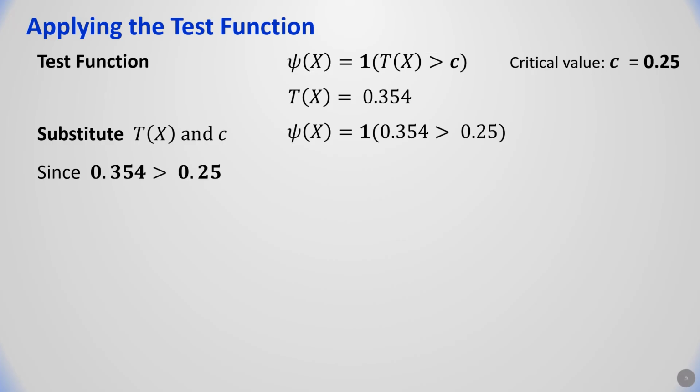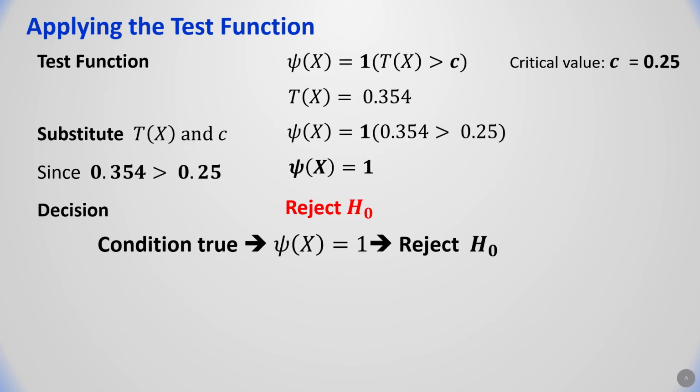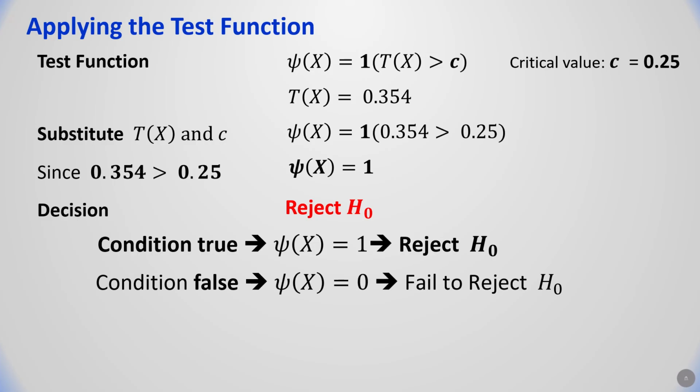Since 0.354 is greater than 0.25, the condition is true. The indicator function therefore outputs 1. So, psi of x equals 1, and we reject the null hypothesis. More generally, whenever t of x is greater than c, the test function outputs 1, and we reject the null hypothesis. Otherwise, whenever t of x is less than or equal to c, the test function outputs 0, and we fail to reject the null hypothesis.